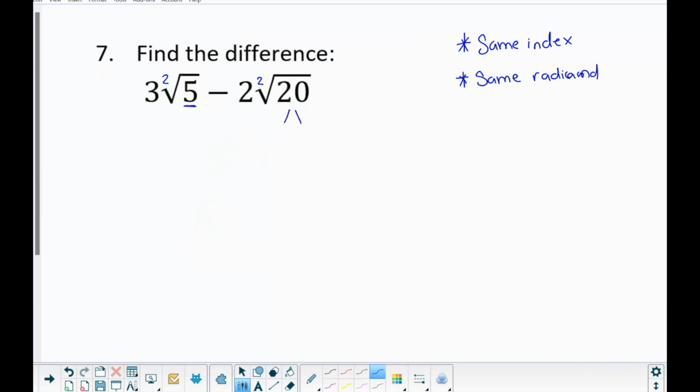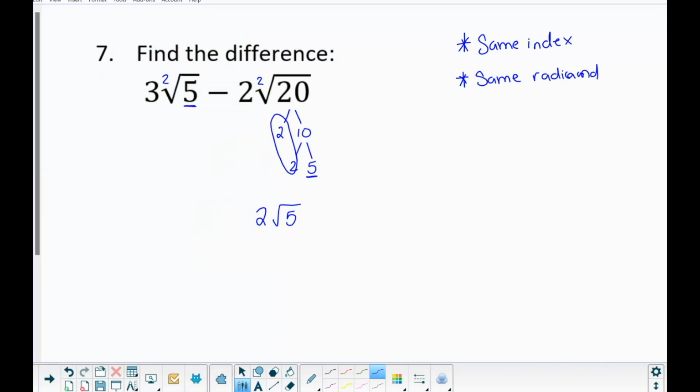Now, I like to use the tree method. Let's list some factors of 20. Well, I know 2 and 10 make 20. 2 is the end of the tree, so I'm going to keep going. We've got 2 and 5. So I'm looking for pairs, 2 numbers that have to be the same. Well, I have 2 2s, so I can pull out a 2. And since my 5 does not have a pair, it stays in the radical. And that means these 2 have the same radicand. They're both 5. So that means I can actually subtract these 2.